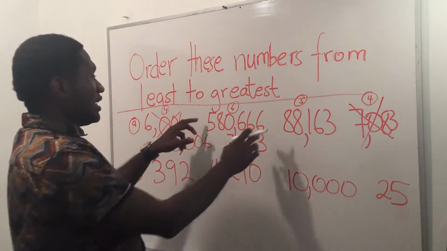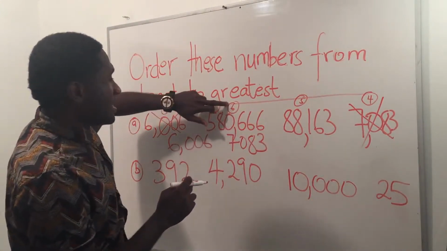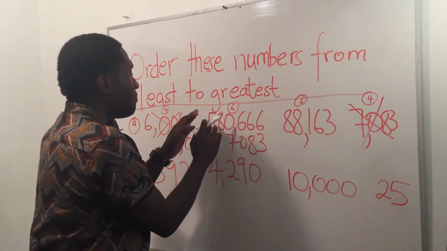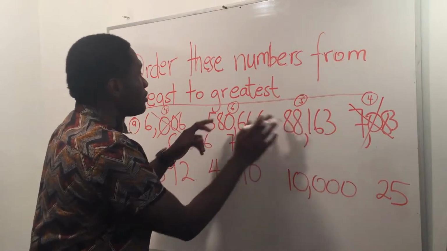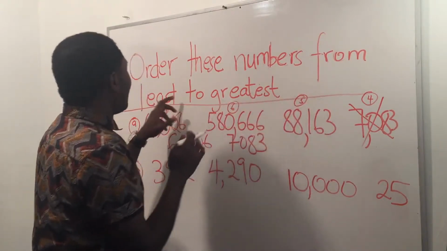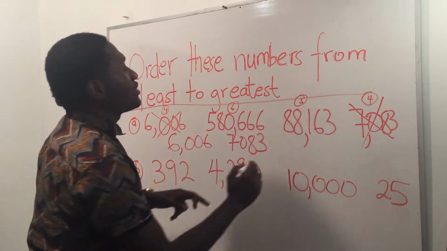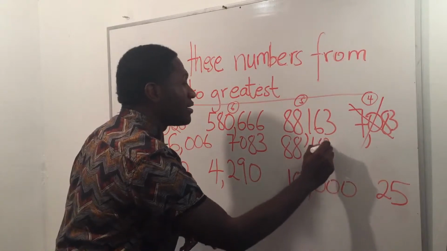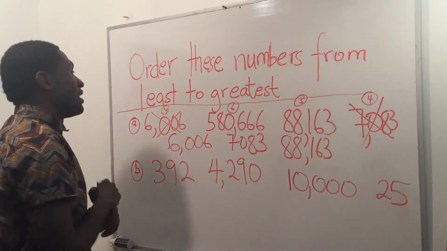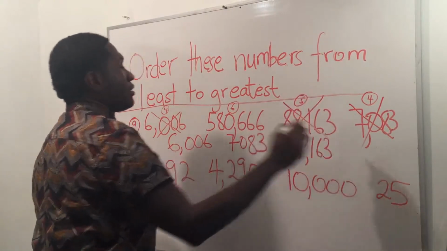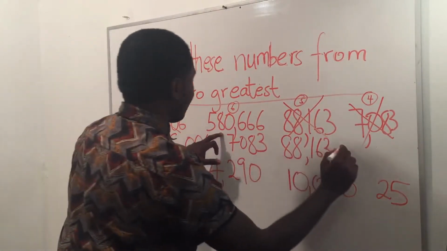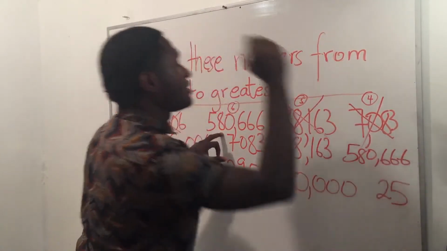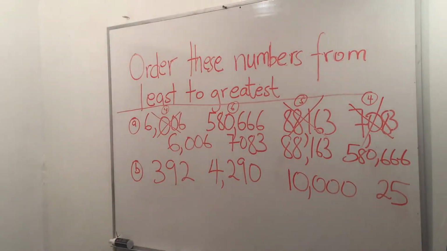And now between these two, this has 6 digits. That one has 5 digits. And I know that the more digits I have, the bigger it is. So 5 digits, 6 digits, and I'm doing least to greatest. The 5 digits should be less. So 88,163 is my next one. And that one is left. So that will be next. 580,666. That wasn't bad.